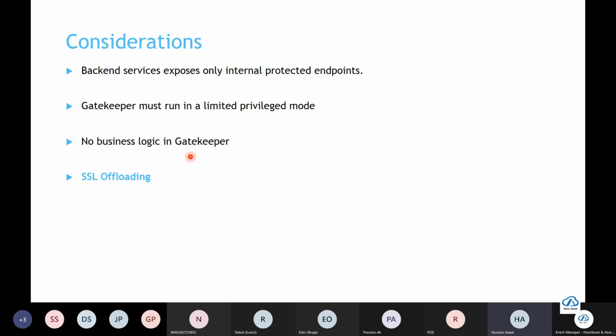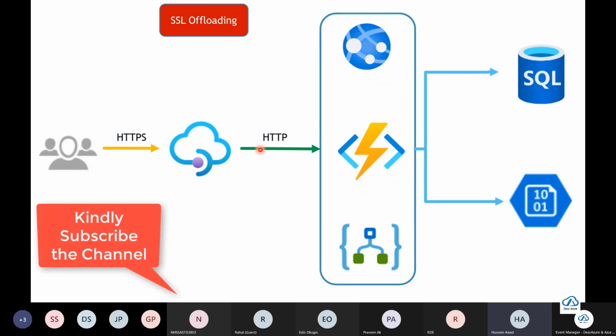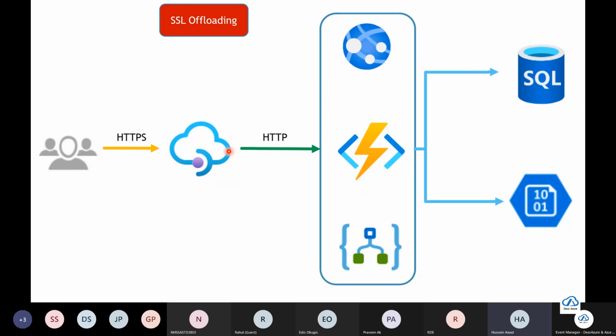Also, you need to consider SSL offloading. SSL offloading means that when the client communicates with the API management using HTTPS, encrypted traffic, we do the SSL offloading at the API management and continue the traffic over HTTP internally through other Azure components. We usually do this to increase performance, because all of these communications between these services are internal communication. It doesn't need to be secured as much as the external communication.